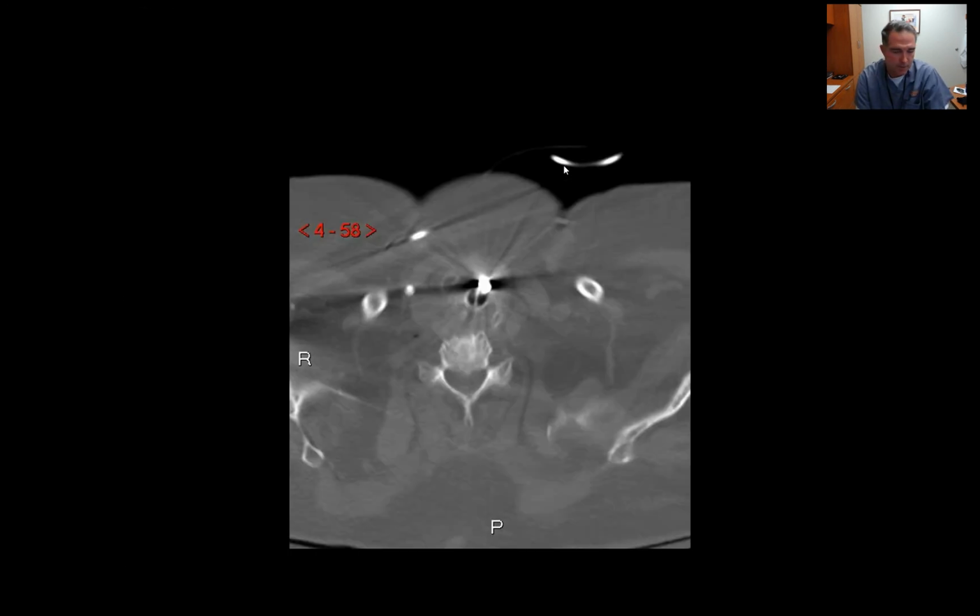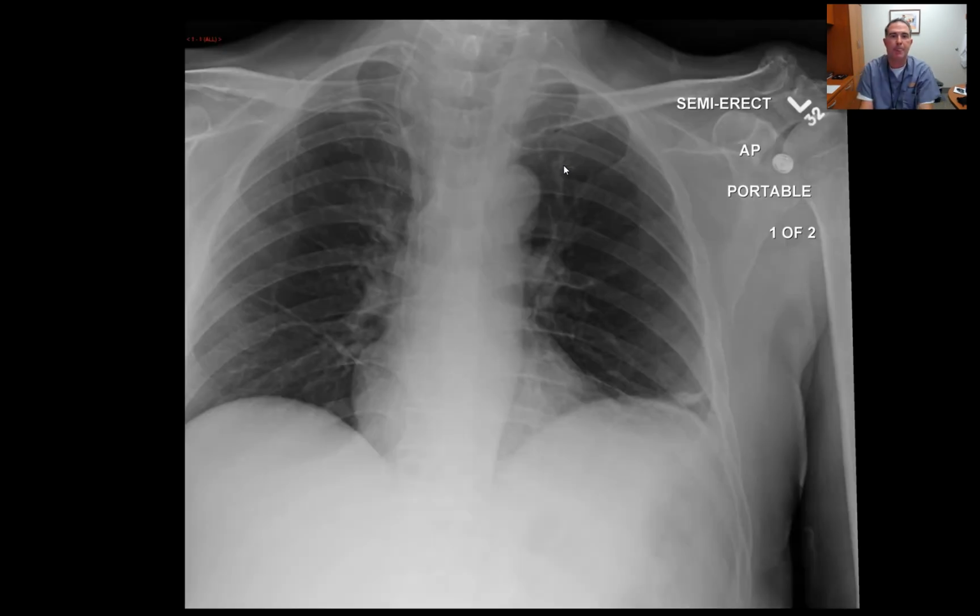So any thoughts? That's a tooth filling. So during an intubation, knocked a tooth out, and that's in there in the airway. So good to let them know about that.